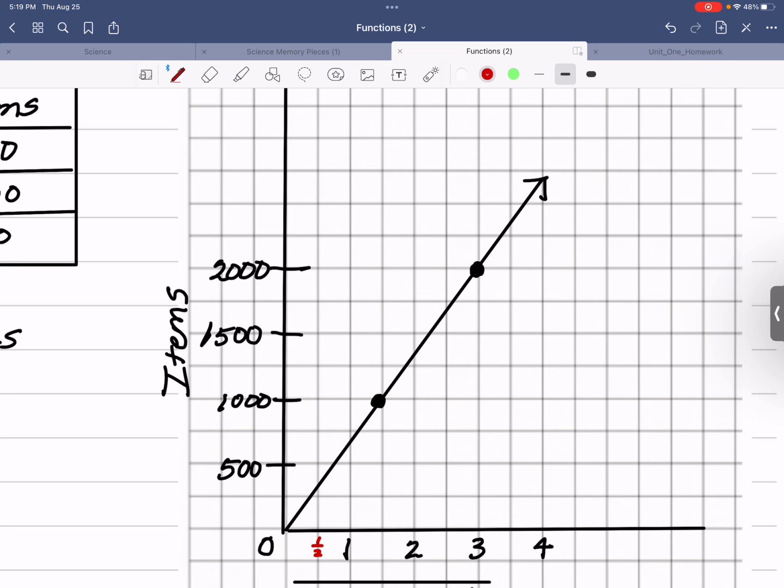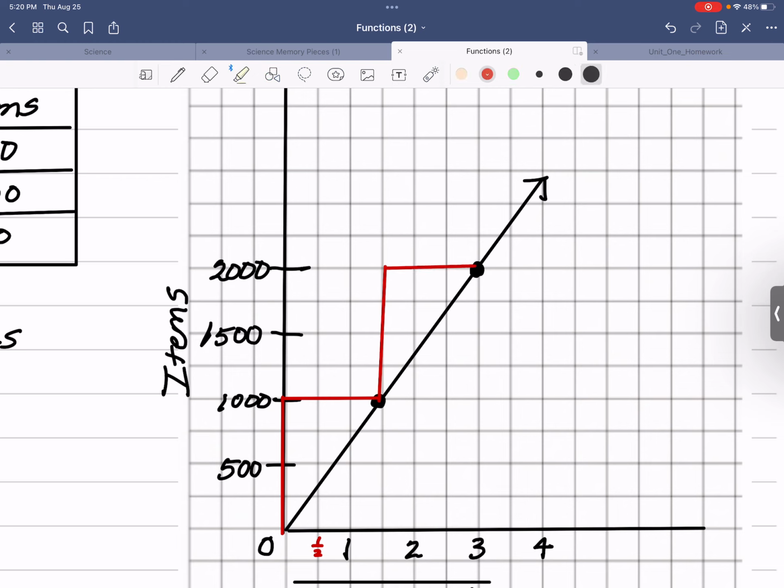Okay, so let's do some counting on our graph. We're going to take rise 500, run. Well, let's not use that one. Let's use the actual point. So we rise 1,000 and we run 3. You rise 1, 2, 3, 4. That represents 1,000. So rise 4.